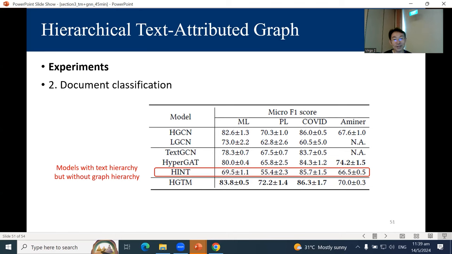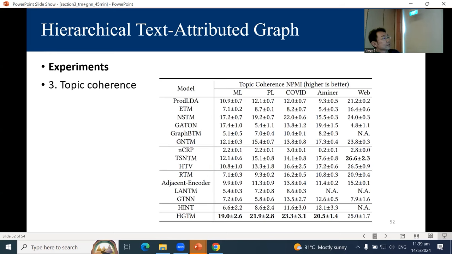Exceptions: A minor. And A minor is particularly sparse. I think maybe that has some reason to do with it. So topic coherence, this is also doing pretty well.